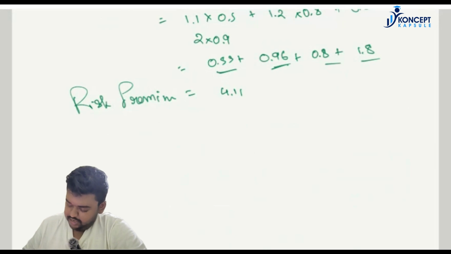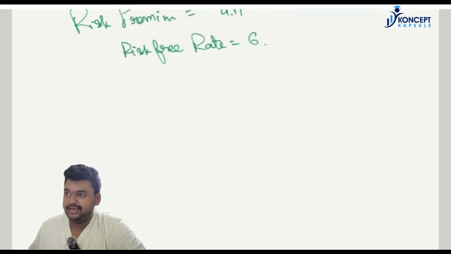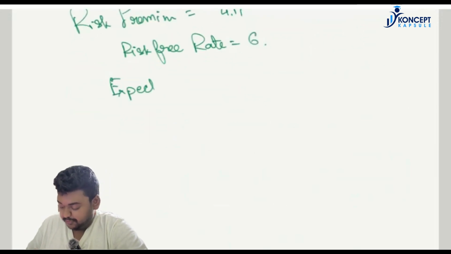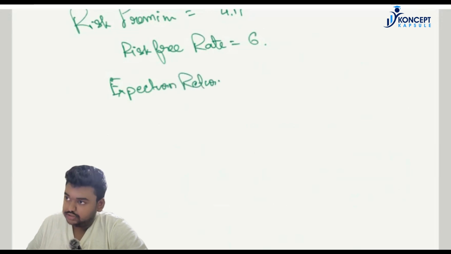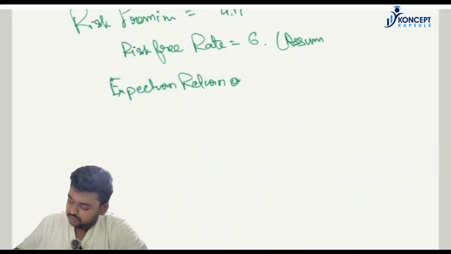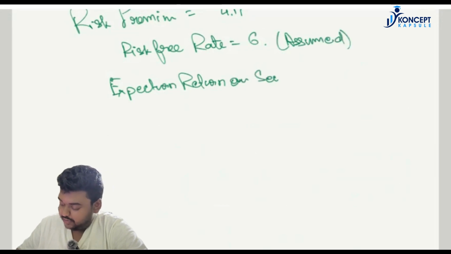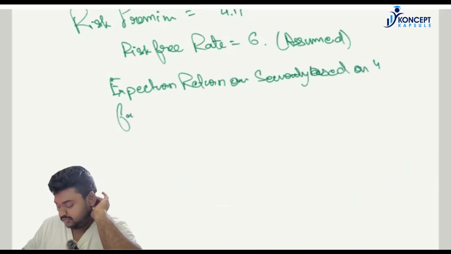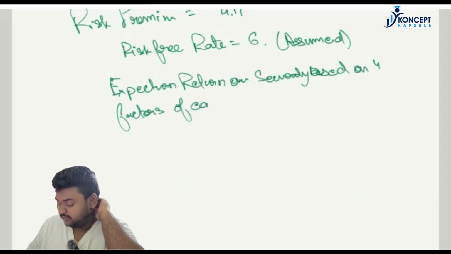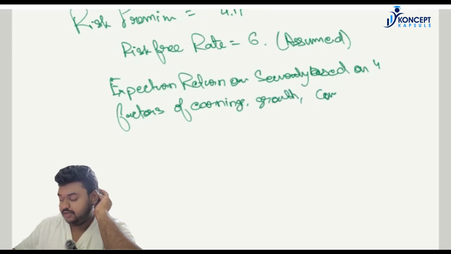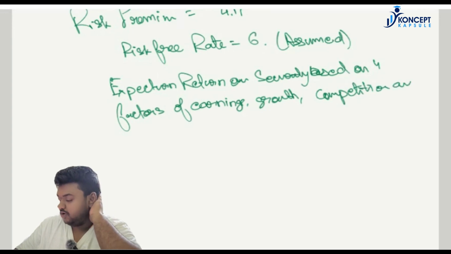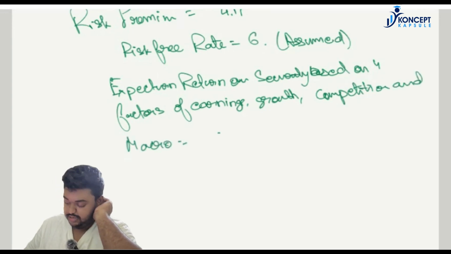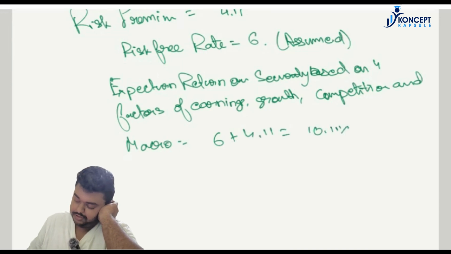Risk premium is 4.11. If we assume that the risk-free rate is 6, then the expected return on the security based on the four factors of earnings, growth, competition and macroeconomic is nothing but 6 plus 4.11, which is 10.11%.